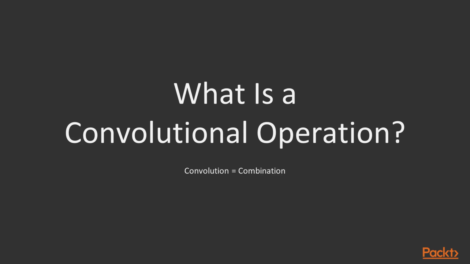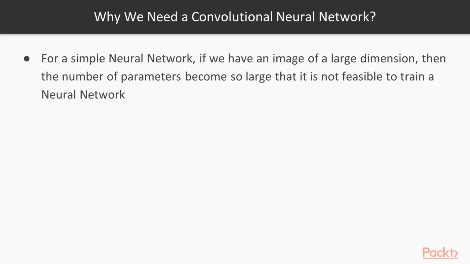If you see the dictionary meaning of convolution, it means combination. So there is a combination of the image data with some filter or kernel to actually extract some features of the image. But the main question is, while we have artificial neural networks, why do we need a convolutional neural network? It turns out that for a simple neural network, if you have an image of a large dimension, then the number of parameters becomes so large that it is not feasible to train the neural network.